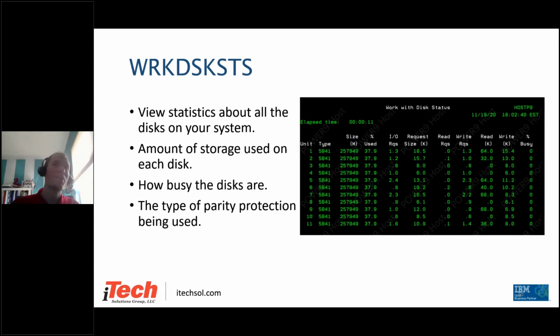Work Disk Status. This allows you to view statistics about all the disk on your system, the amount of storage used on each disk, how busy the disks are, and the type of parity protection that's being used, as the disk may be in a disk array, and it'll let you know if maybe they're in a RAID 5 or RAID 6 or mirrored. It tells you how those disks are being protected.